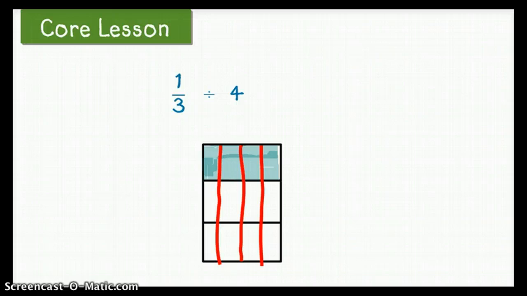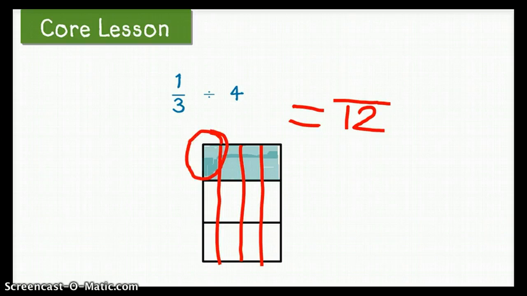Now, if we look at the new total parts that we've made, we see that we've made 12 new parts, which tells us our new denominator is 12. Now, if you look back at the fraction, the numerator of the fraction is 1, which means we need to look at one of those total new parts, and that tells us that our answer is just 1/12.